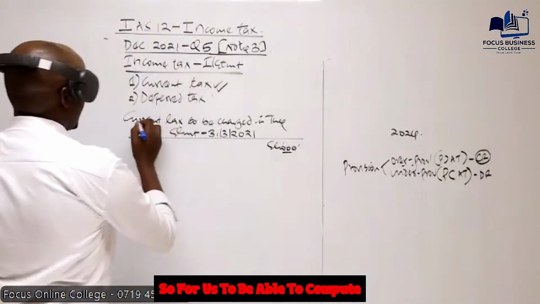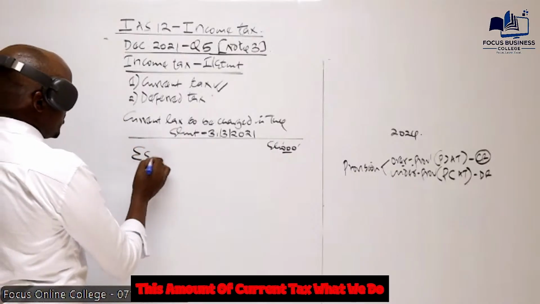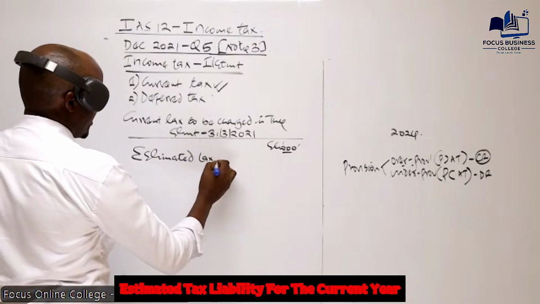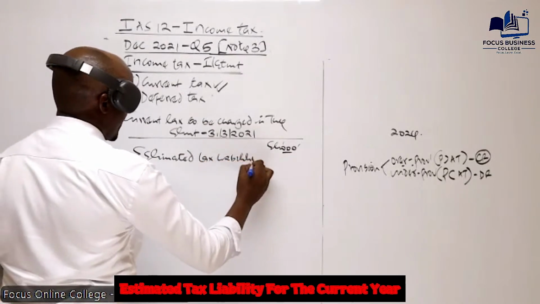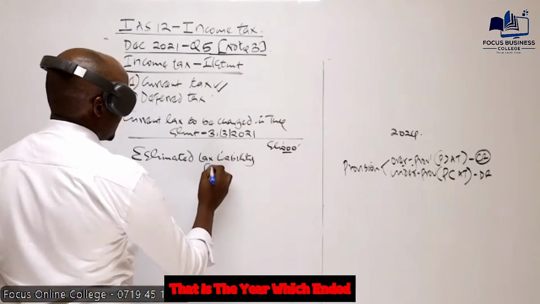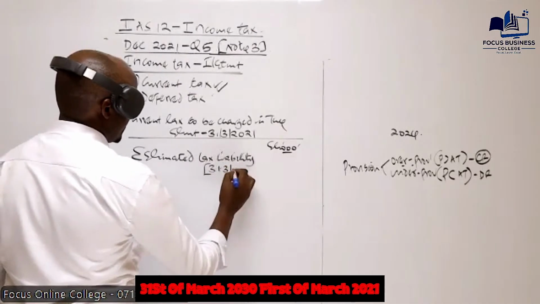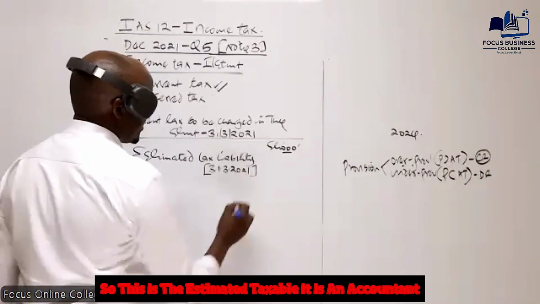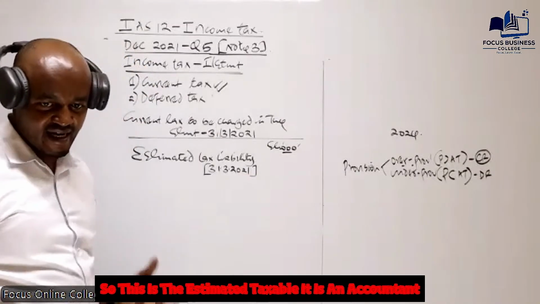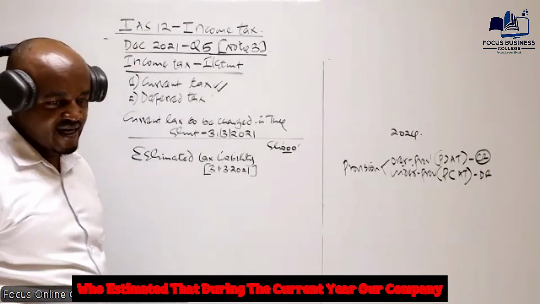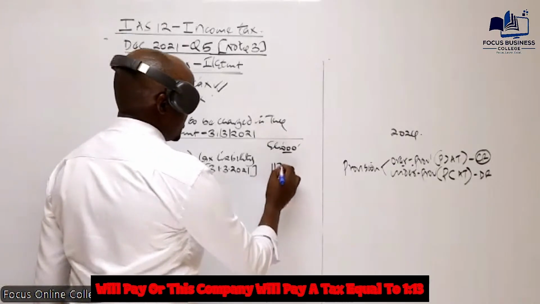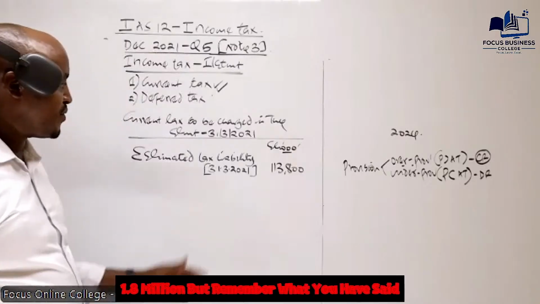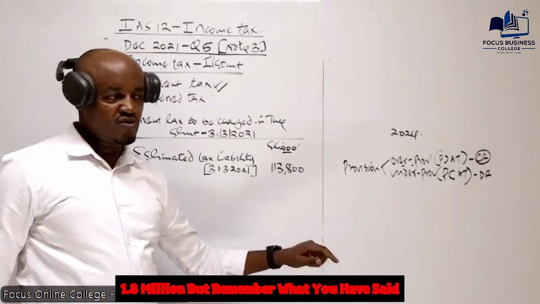So for us to compute this amount of current tax, we take the estimated tax liability for the current year, that is the year which ended 31st of March 2021. As an accountant, you estimated that during the current year this company will pay a tax equal to 113.8 million.